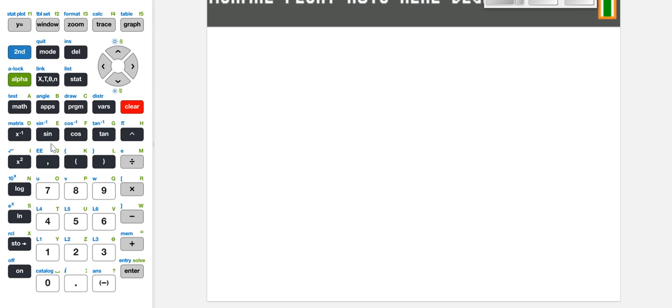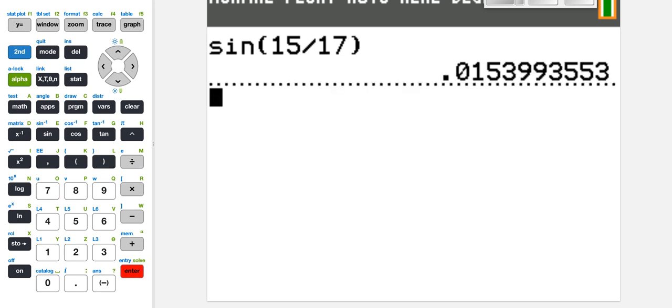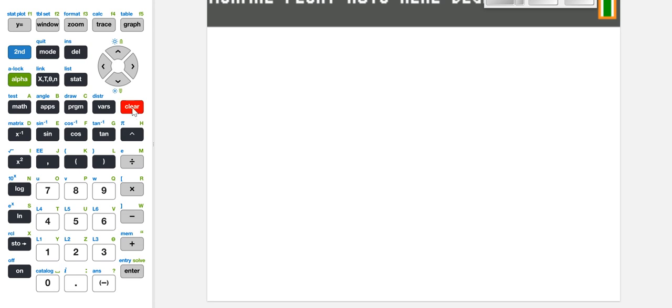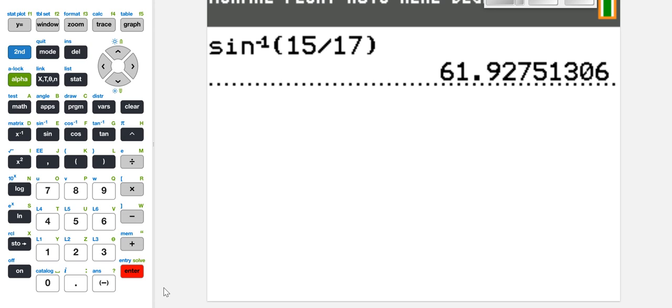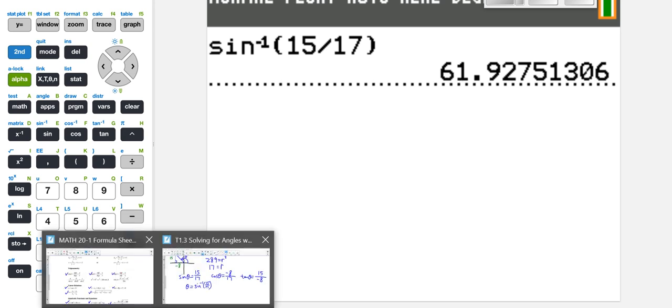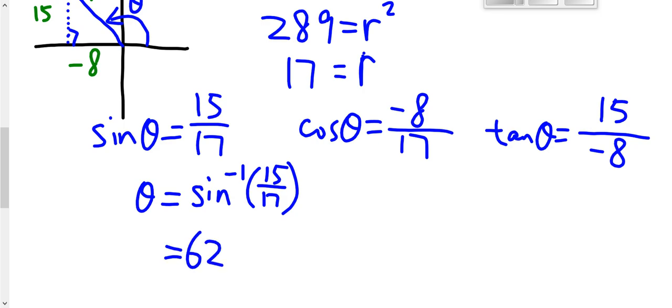Now we are going to do the inverse sine. How do we do the inverse sine? Look at this. Inverse sine, inverse cosine, inverse tangent. Inverse sine, and then we enter the ratio 15 divided by 17, close bracket, enter. Oops, I screwed up, sorry. I didn't hit this function button. So second sine, 15 divided by 17, close bracket, enter. So here we go. If you round it to the nearest degree, this is 62 degrees.